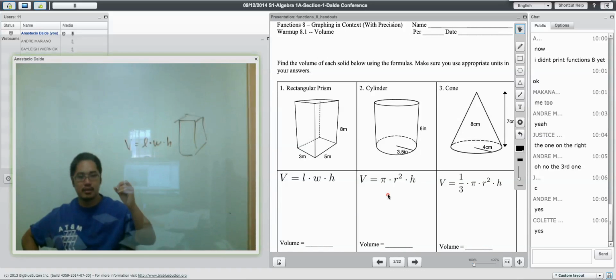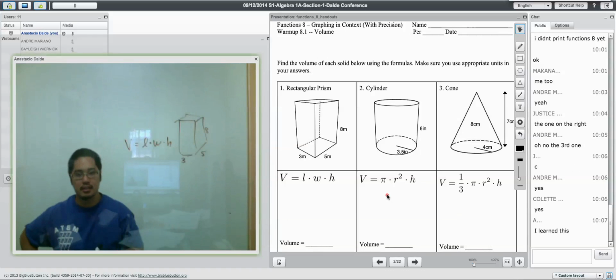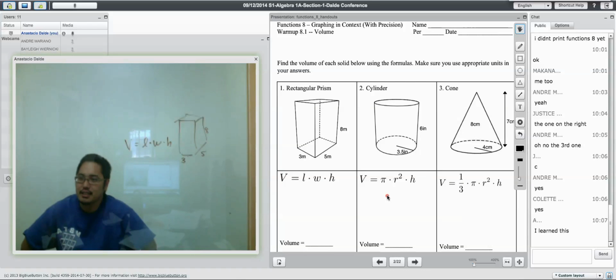So all you do is, if they told you that the length is 3, the width is 5, and the height is 8, then I just multiply 3 times 5 times 8. That's 15 times 8, which is 120. So that would be 120.